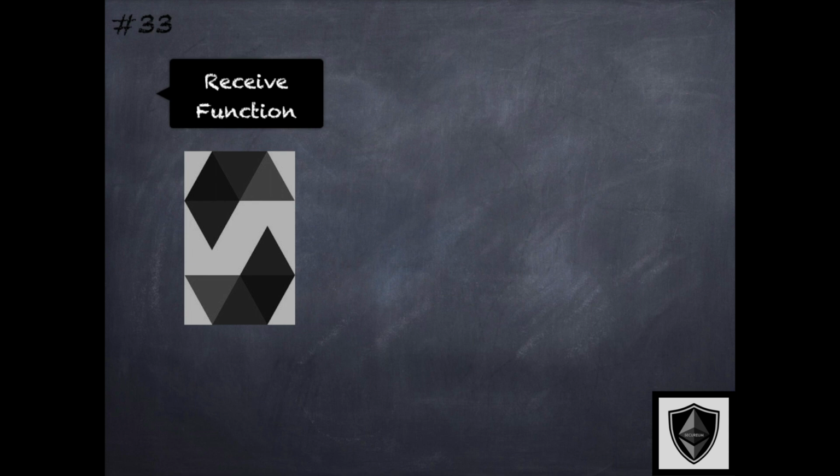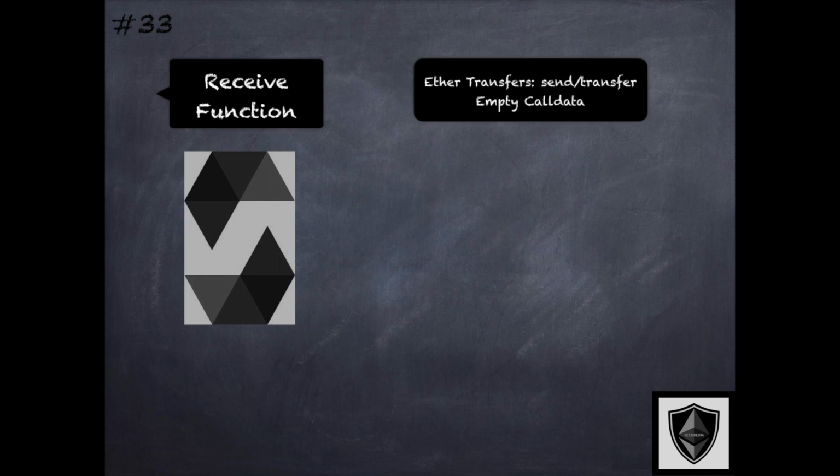Another special function in the context of Solidity is the receive function. This is the function that gets triggered automatically whenever there is an ether transfer made to this contract via send or transfer primitives in Solidity. Now we'll revisit these primitives in the context of security later on, but for now let's recognize that whenever a contract receives ether via these send and transfer primitives, the receive function is the function that gets triggered.